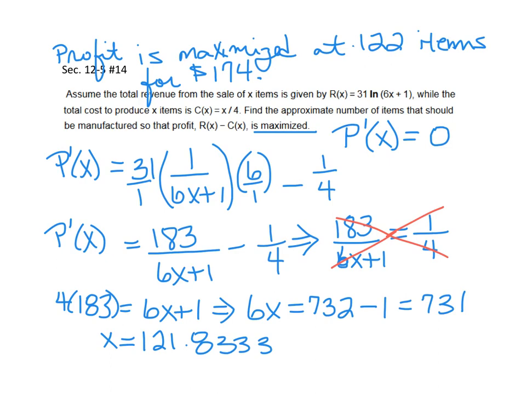Now, just to verify that you actually should round, I'm also going to plug in 121 rather than 122, and I see that the profit is $174 also. So it doesn't hurt to make the extra item. Be sure and round the way that MyMathLab tells you to.